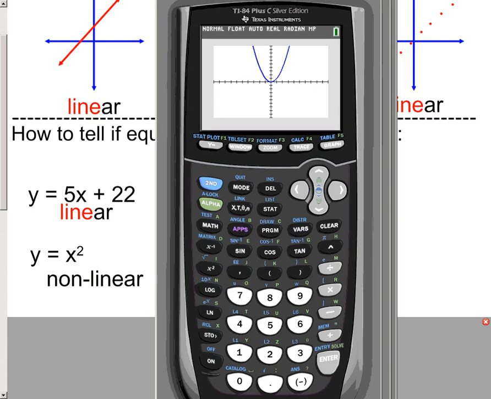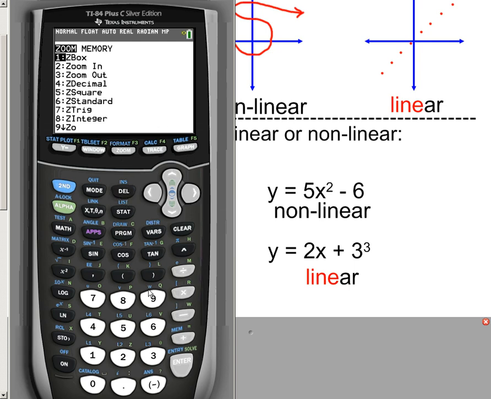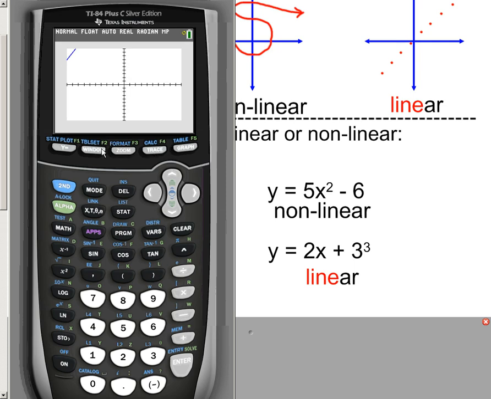And just to prove it to you, I will type it in exactly how it is. Let's see, 2x plus 3 to the third power. And then I just need to get that 2 off of there. There we go. So y equals 2x plus 3 to the third power. And when I hit graph, you'll see that it's starting to go straight line.